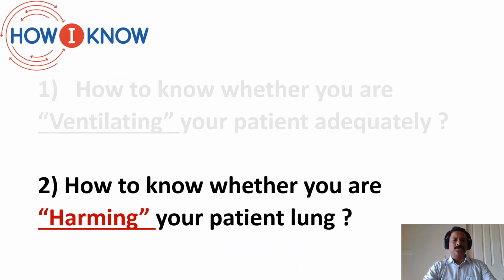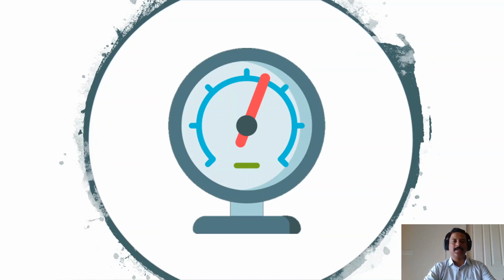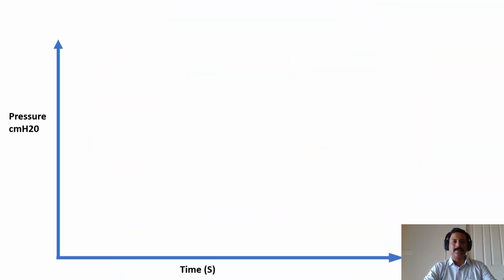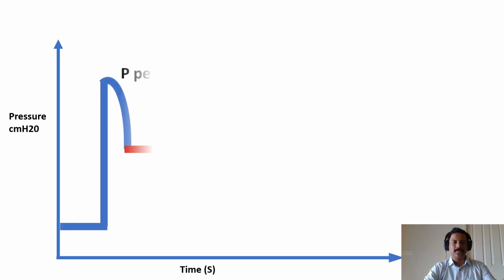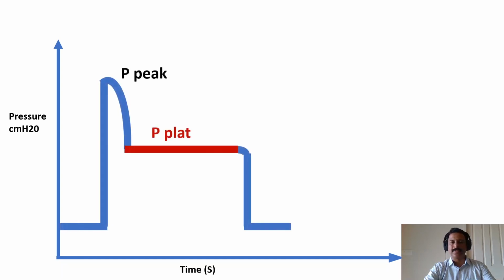So coming to the second question, how to know whether I am harming my patient? Again here we have to follow our pressures. I said we are having 3 pressures, the P peak, the P plat and driving pressures. So here is a scalar diagram. In the y-axis we are having pressures, the x-axis we are having time. So in each breath we can see a graph like this, especially if you are applying inspiratory hold.